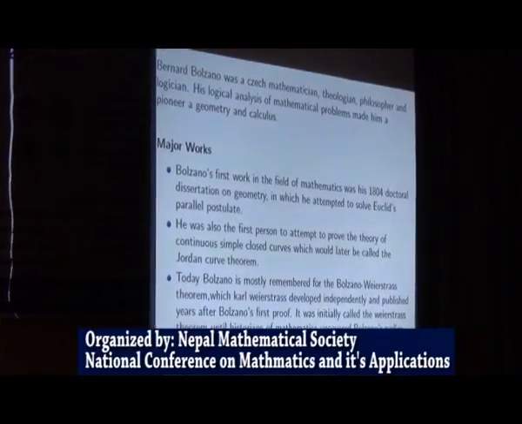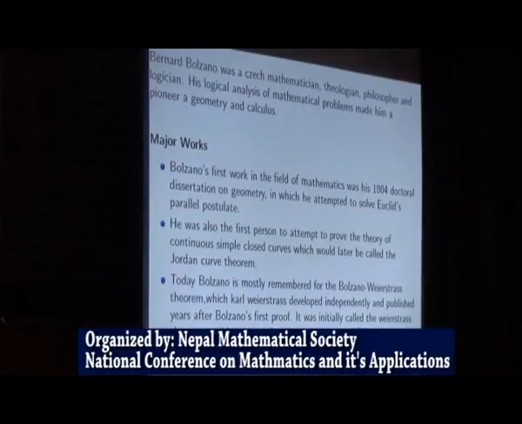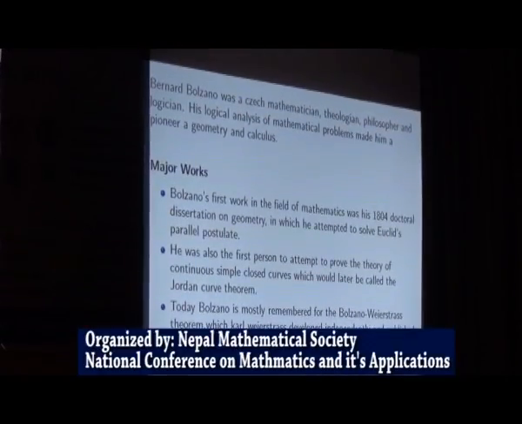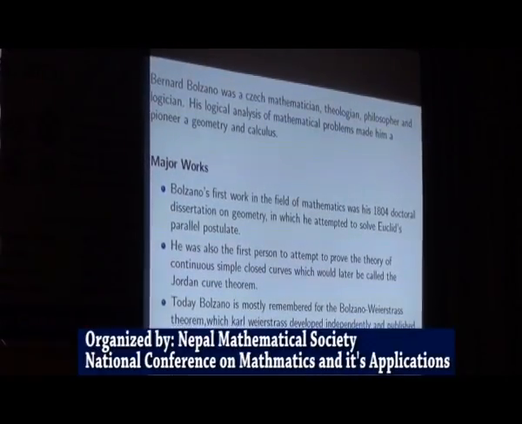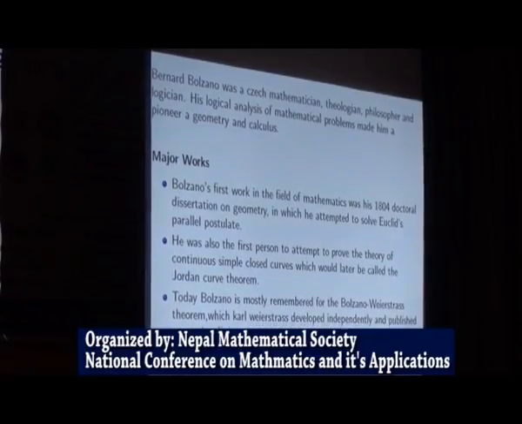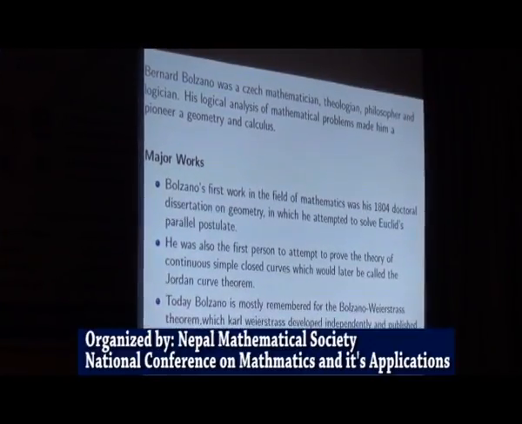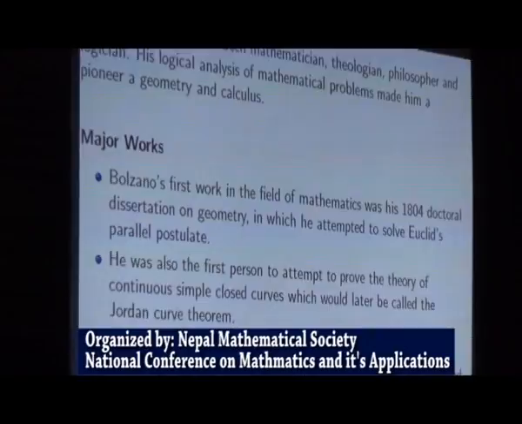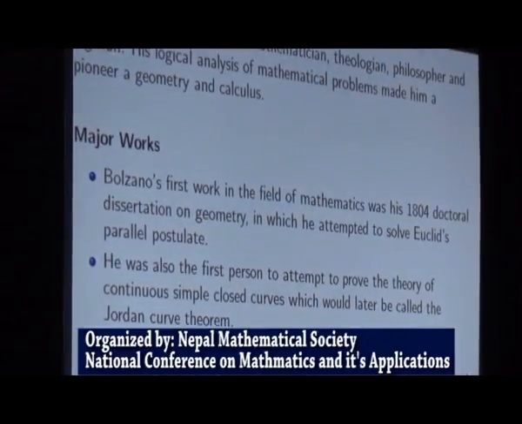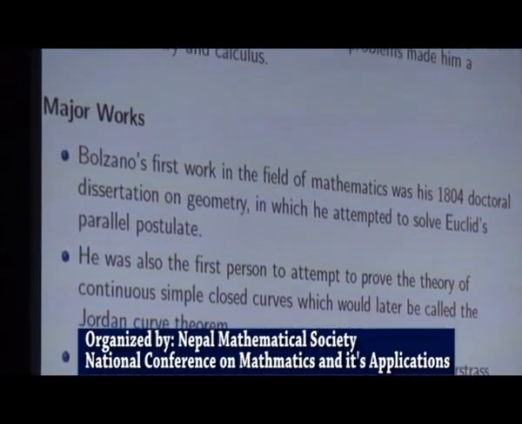Bernard Bolzano was a Czech mathematician, theologian, philosopher, and logician. His logical analysis of mathematical problems made him a pioneer of geometry and calculus. Some major works: Bolzano's first work in the field of mathematics was his 1804 doctoral dissertation on geometry, in which he attempted to solve Euclid's parallel postulate.